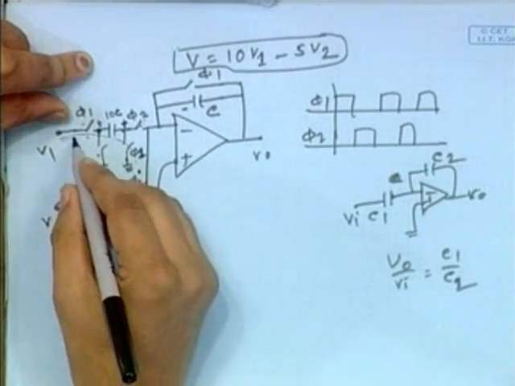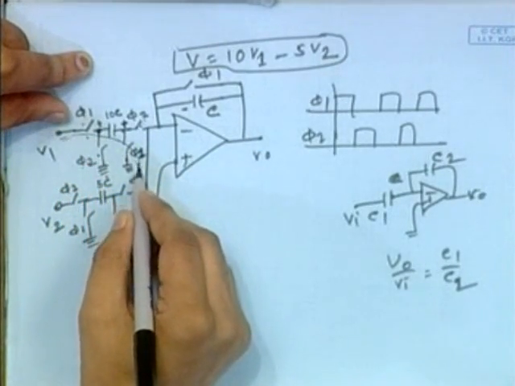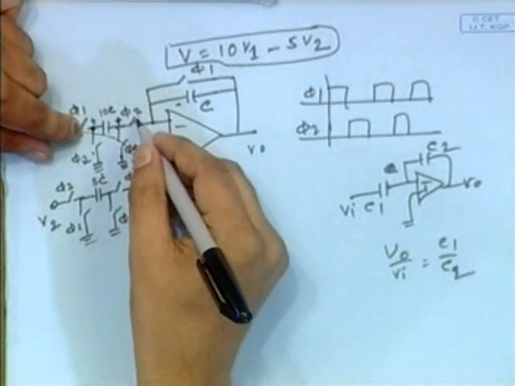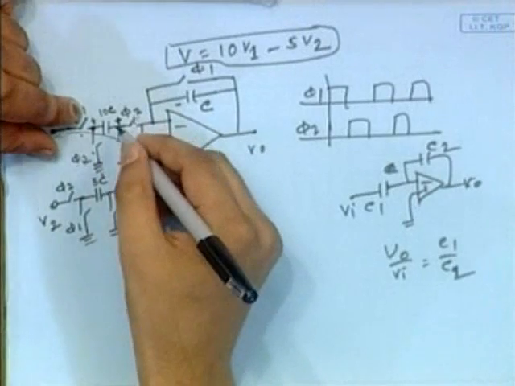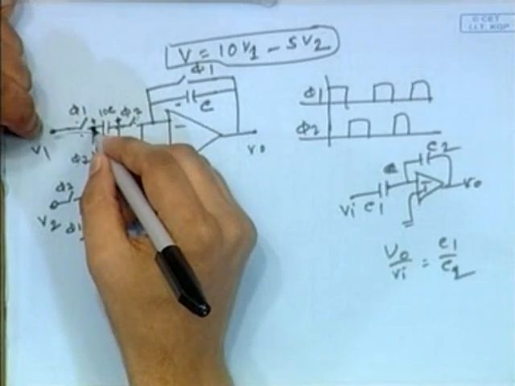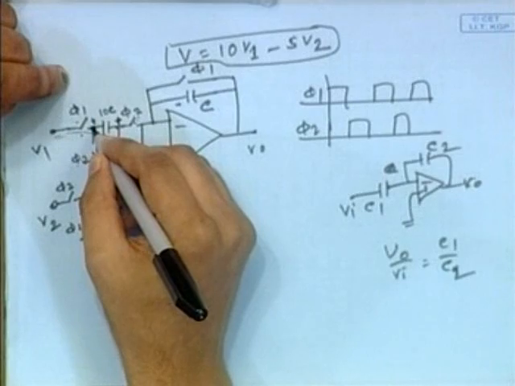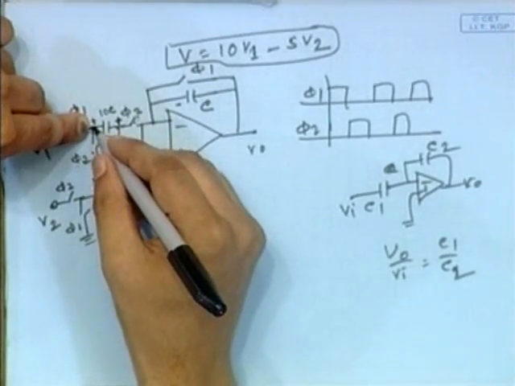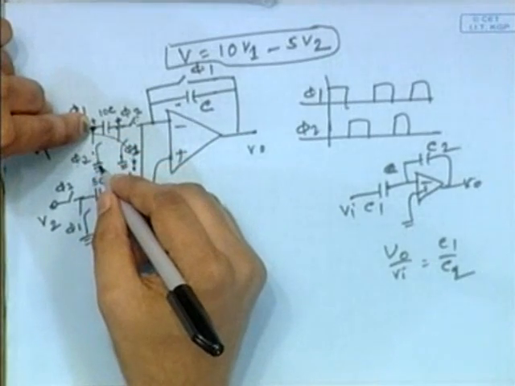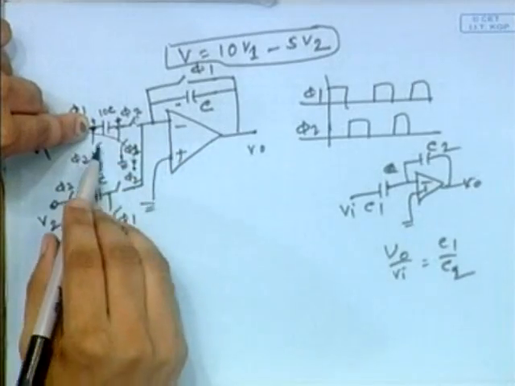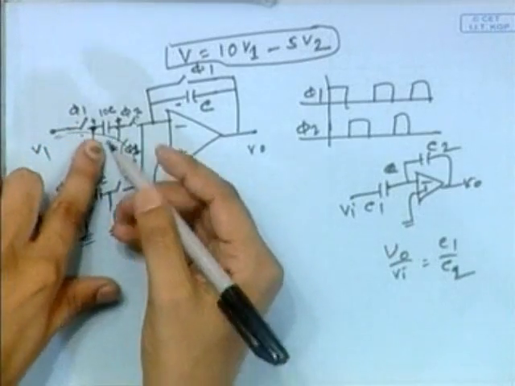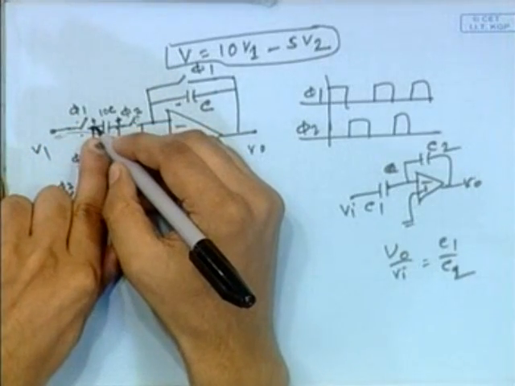For phi 1, it is getting charged this way, this path. Is it clear? After that, when phi 2 starts, by that time this potential will be equal to V1. Clear? Now when phi 2 is on, then this node will be connected to ground. Is it clear? When phi 1 is on, phi 2 is off, the voltage of this one will be V1.